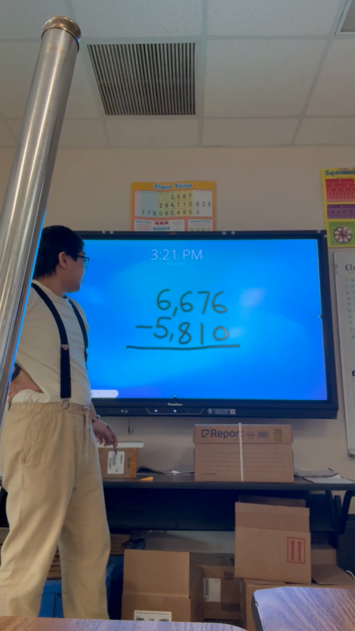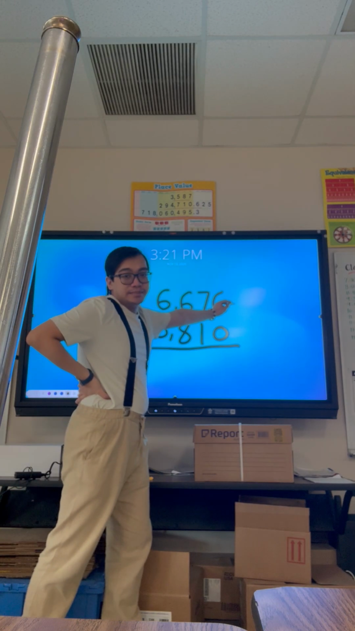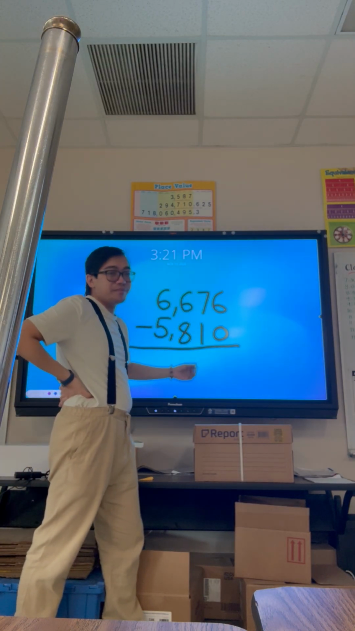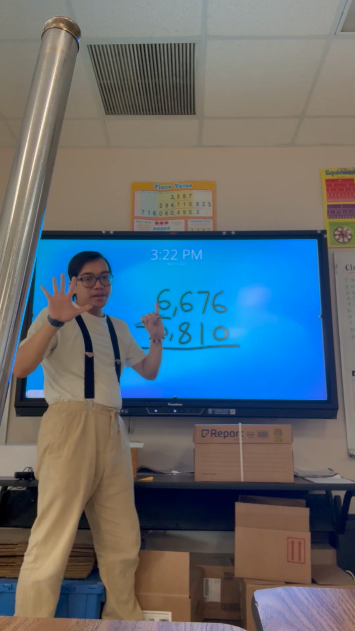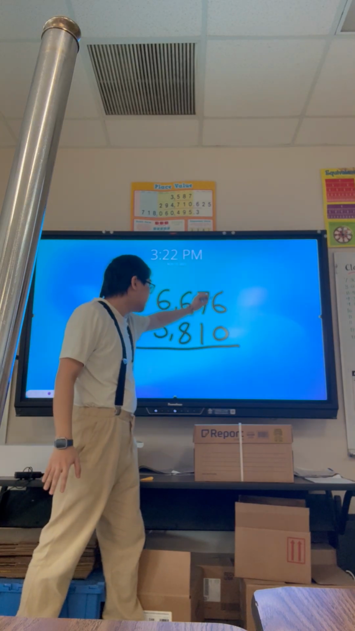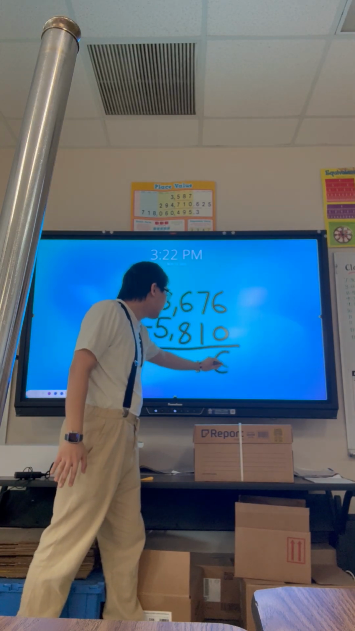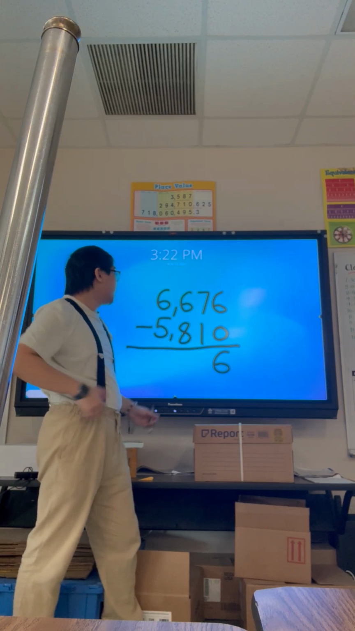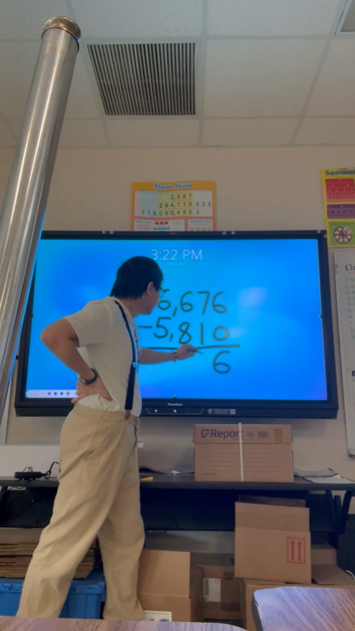So remember, we start with the ones place, and we move on with each place value. So first up is 6 minus 0. If I have 6, I take away nothing, you're still going to have 6. So 6 minus 0, put the 6 down here. 7 minus 1, have 7, take away 1. 7 minus 1 is 6.